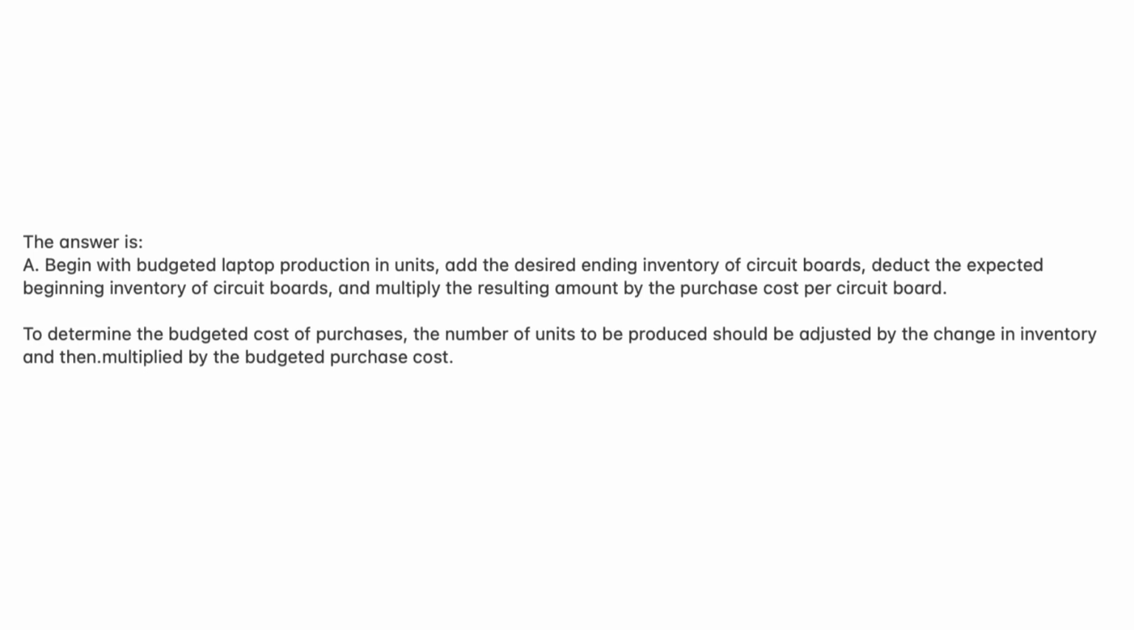To determine the budgeted cost of purchases, the number of units to be produced should be adjusted by the change in inventory and then multiplied by the budgeted purchase cost.